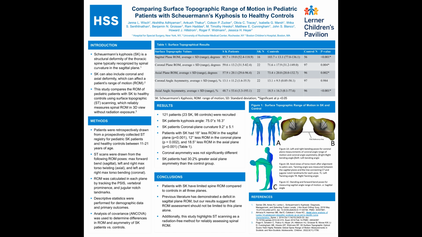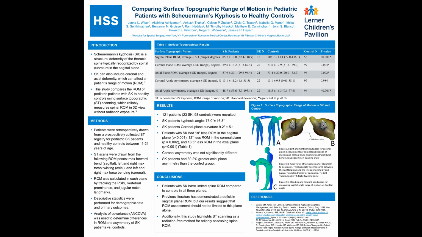By way of methods, patients were retrospectively drawn from a prospectively collected surface topography registry for pediatric Scheuermann's kyphosis patients and healthy controls between the ages of 11 and 21 years. Surface topographic scans were drawn from the following range of motion poses: maximum forward bend in the sagittal plane, left and right maximum torso twisting in the axial plane, and left and right maximum torso bending in the coronal plane. Range of motion was calculated in each plane by tracking the PSIS, vertebral prominence, and jugular notch landmarks.